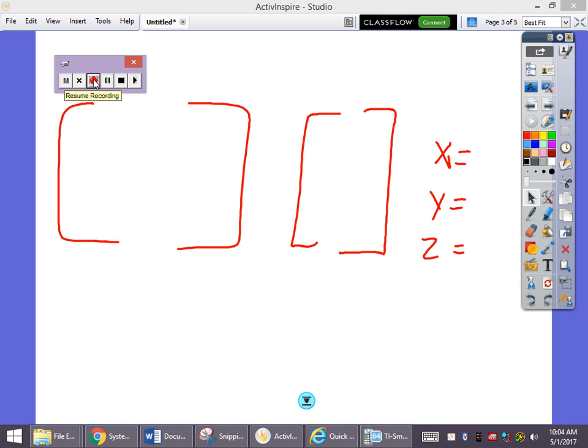Just a quick reminder, sometimes of the 3 equations, one of the equations will be missing a variable. So if you have an X plus a Y and there's not a Z, you must type in 0 in the matrix to get the correct answer. Okay?